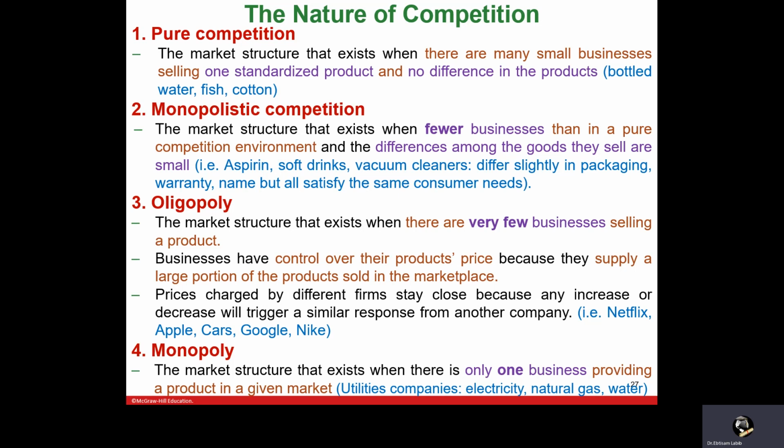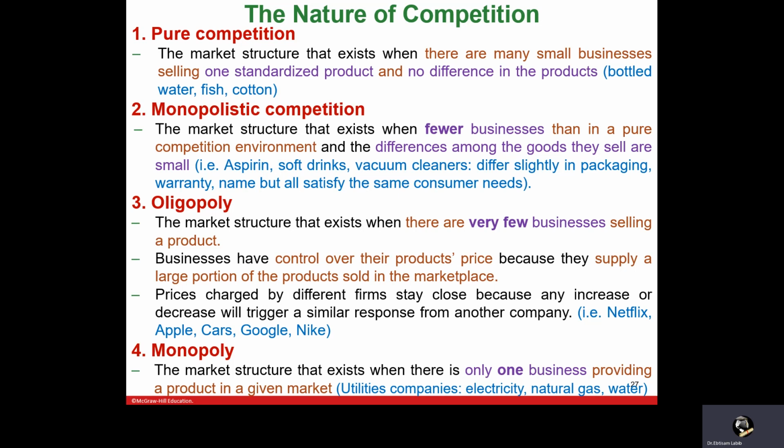Okay? And usually the prices charged by different firms will stay close to each other, because if any of those businesses decides to change the price, a similar response will be taken by the other similar businesses. Okay, so here we have examples for the oligopoly: Apple, car brands, Google, Nike, Netflix. We don't have many businesses offering car brands or similar companies like Apple, Google, Nike or Netflix.